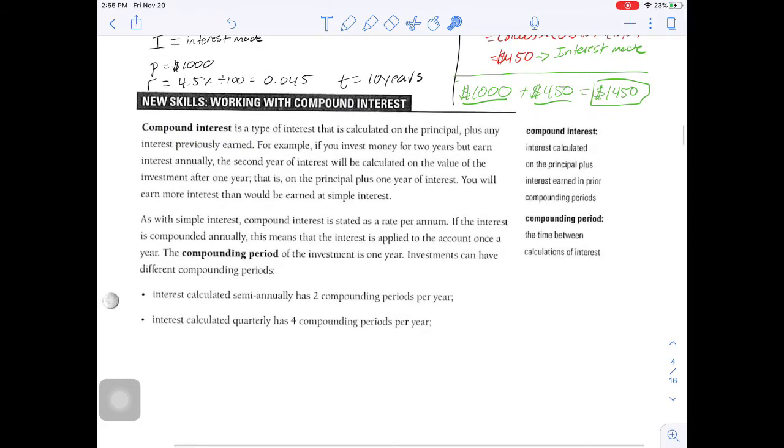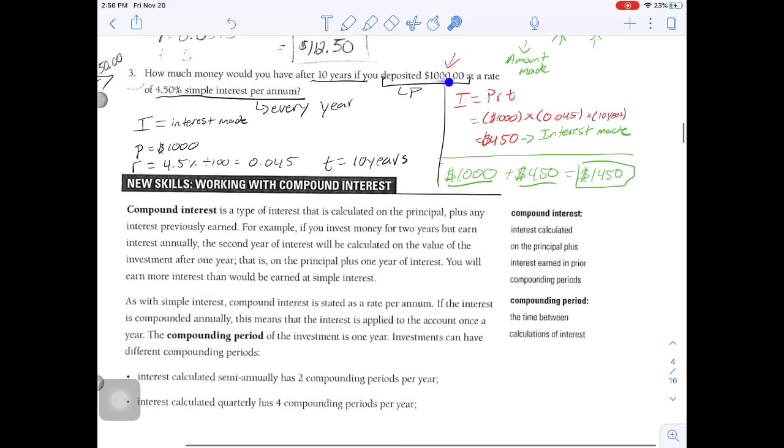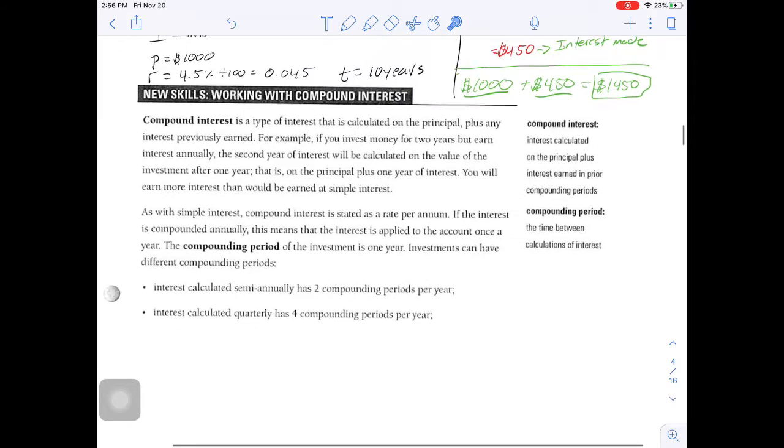Compound interest is calculated on the principal plus interest earned in prior compounding periods. So simple interest essentially just takes your original amount, takes whatever your rate is, and keeps adding on to that every year. So if 4.5% of 1,000 is $45, we're just going to add $45 every year. Compound interest is actually better if you're investing, at least, because it takes into account what you've made in prior years and then puts the percent on there again.